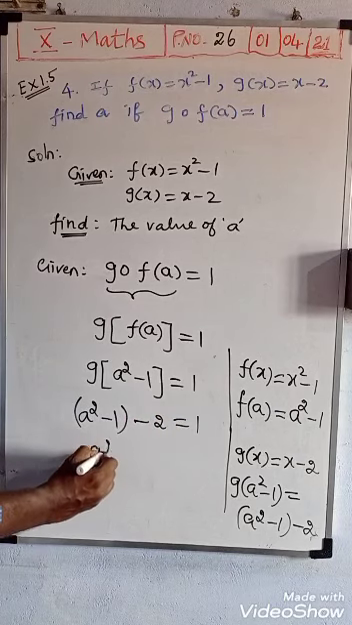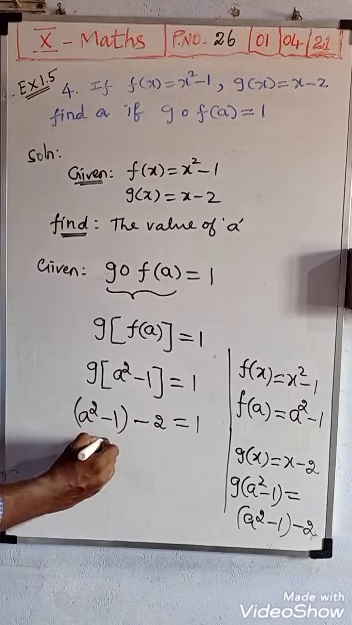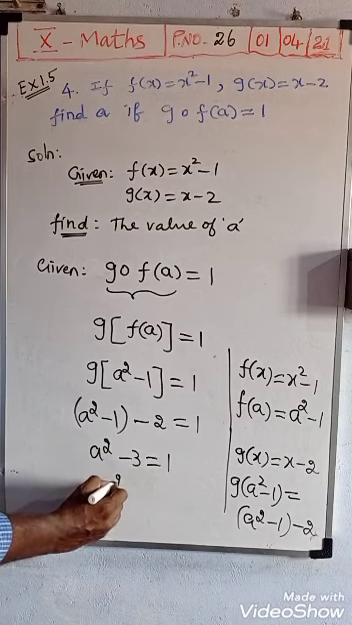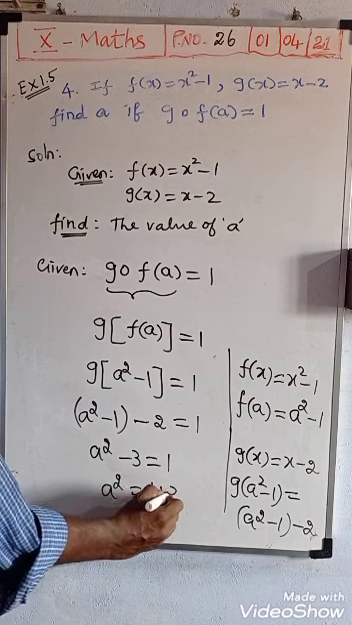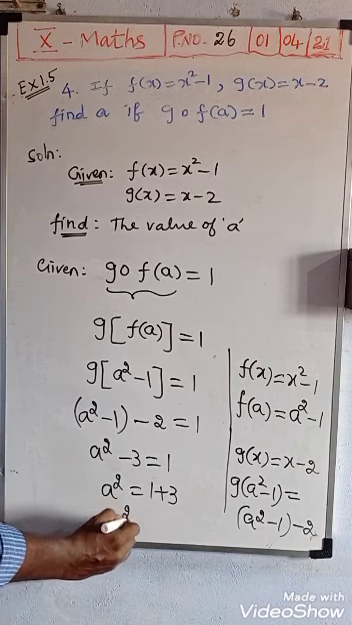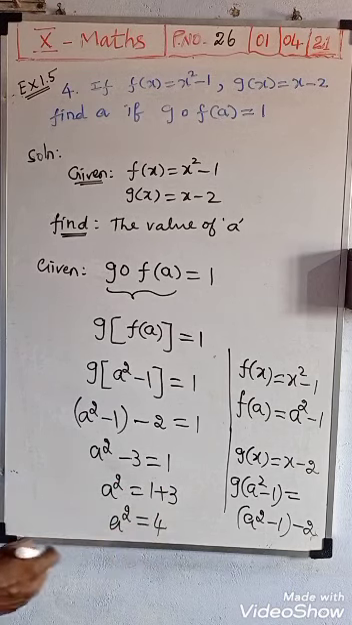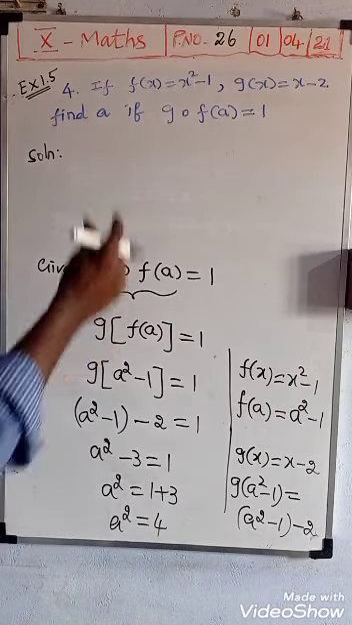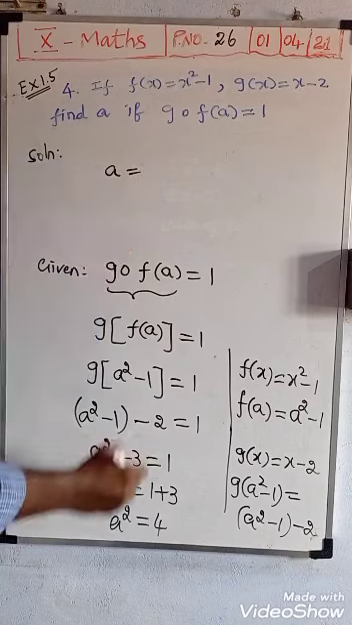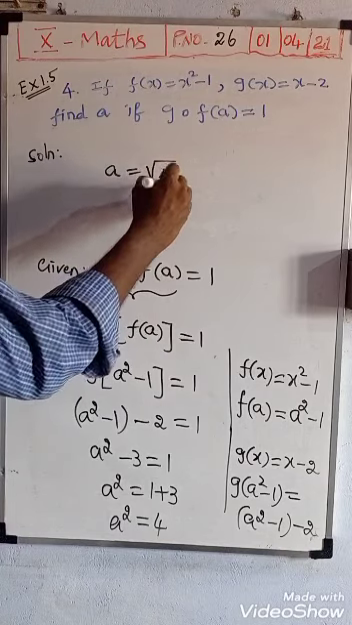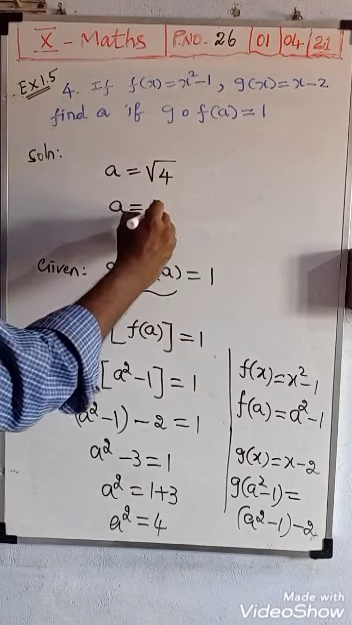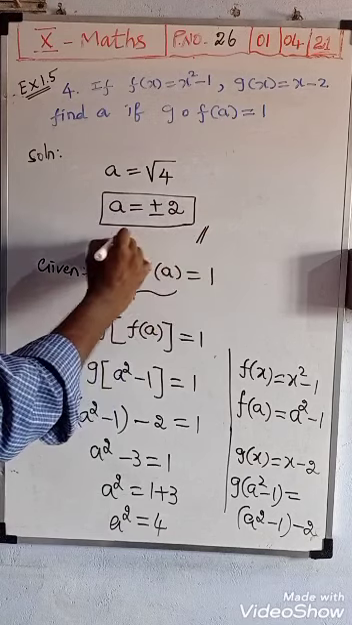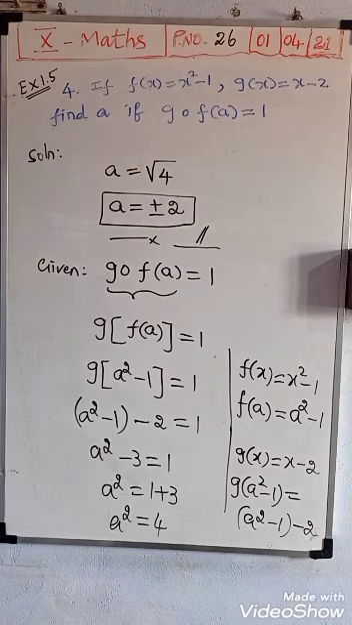Now a square minus 1 minus 2, you should add, minus 3 is equal to 1. Now a square is equal to 1 plus 3. 1 plus 3 means 4. So a squared value is 4. Now we need the value of a. So a is equal to square root of 4. So square root of 4 means we will get plus or minus 2. Therefore a answer is plus or minus 2.